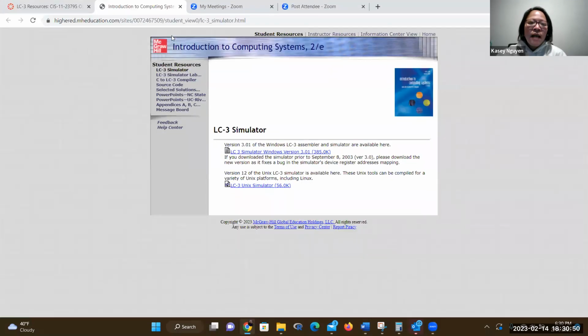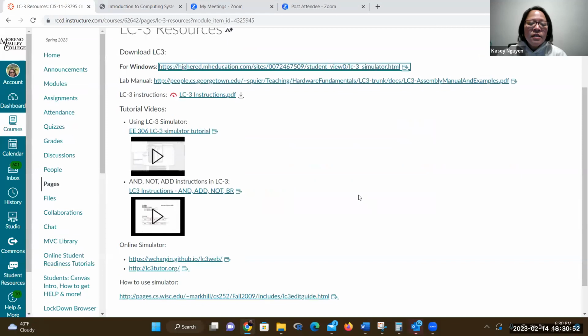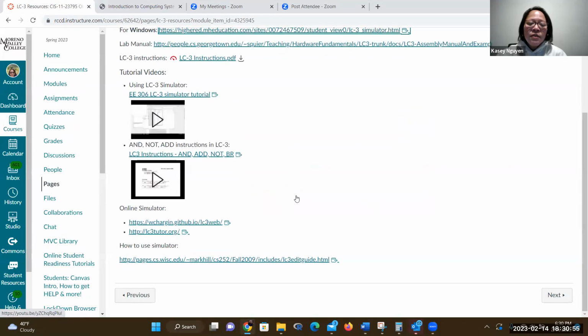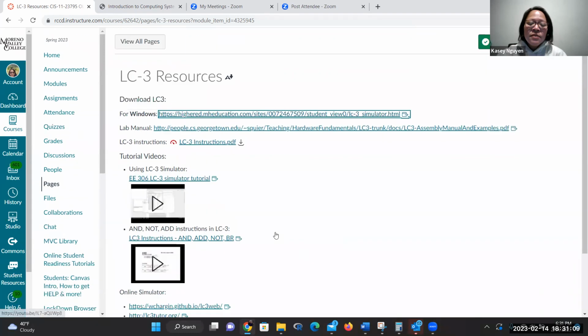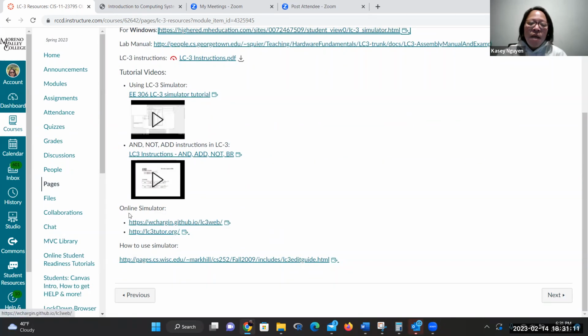Sorry, let me go back to my page here. So I put some tutorial videos so you can see how that's done. There are a few people that put the simulator online. So let's say that you have a Mac and you want to simulate the program. Look at this page. It's called LC3 Resources. And on the bottom, I put the online simulator. You can use this on a Windows PC as well.